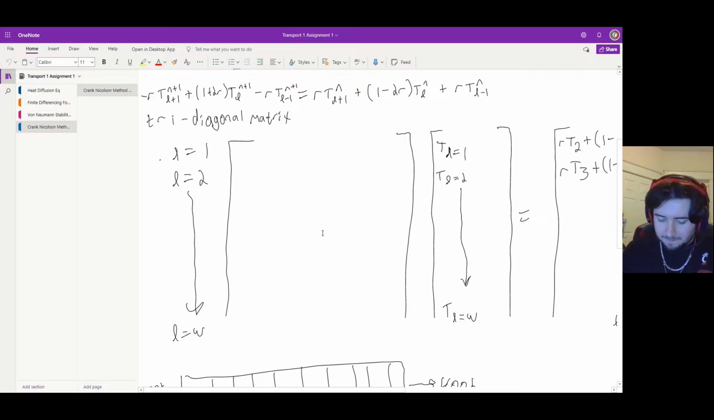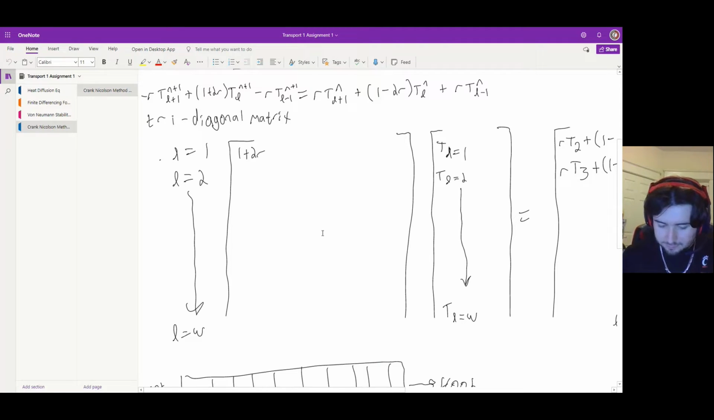So for the first term of our matrix here, we sub in L for the current block, because at L equals 1, there is no previous block. So we get the coefficient for that is 1 plus 2R.